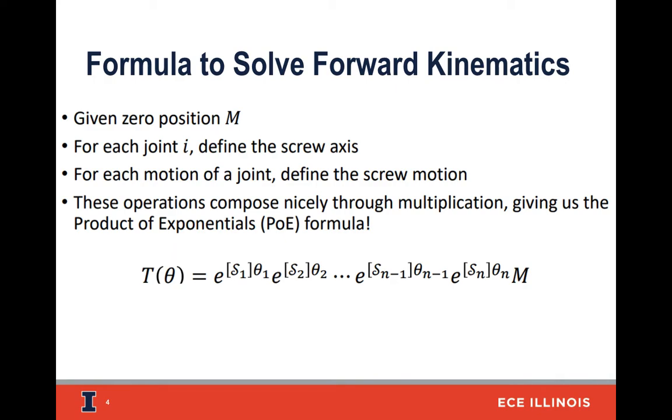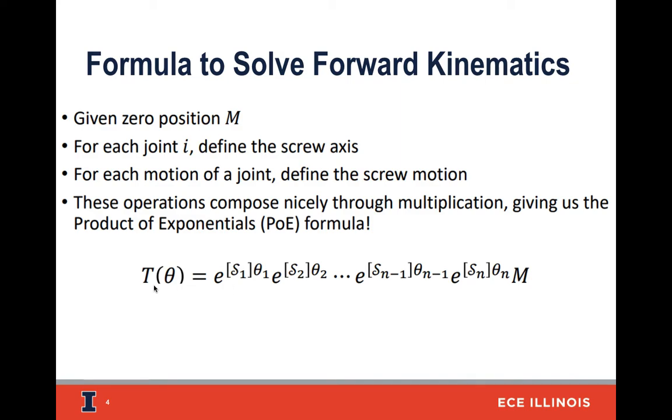Here's the formula we use to solve for kinematics. First, we want to compute the zero position M, the zero configuration matrix. For each joint i, we define the screw axis, and for each motion of a joint, we define the screw motion. That's the S right here, and we would like to solve that in later problems.